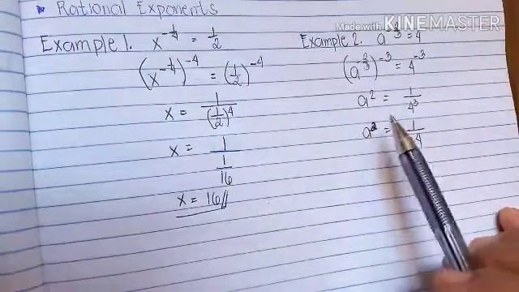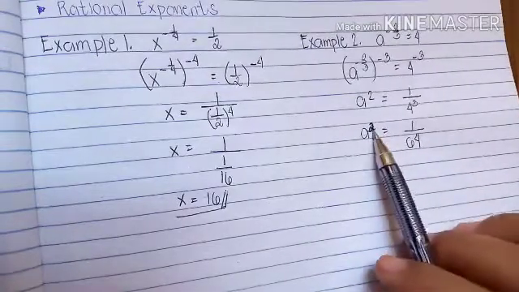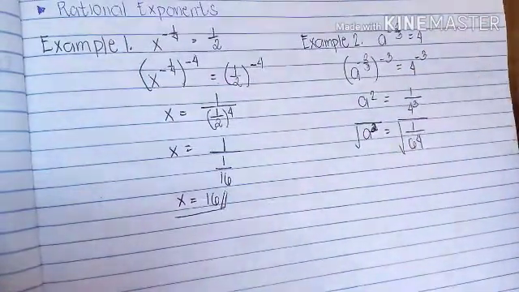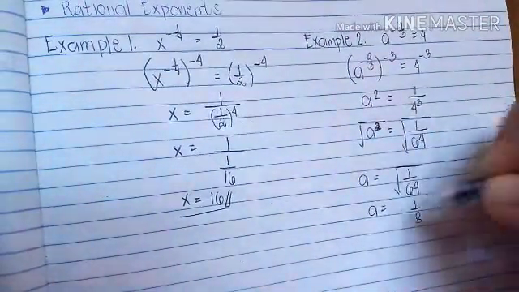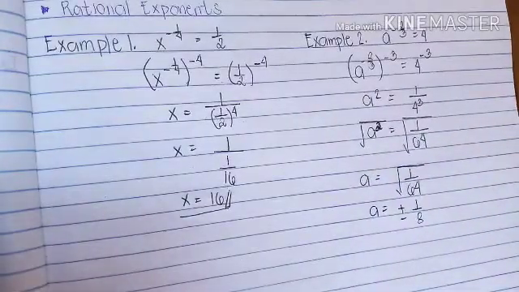Since this is a squared, we take the square root of both sides for us to find the value of a. The value of a would now be positive and negative 1/8.